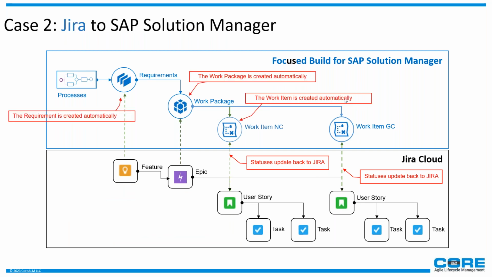Okay. And the other scenario is from Jira to Solution Manager. You go in Jira, you create the feature, the epic, and the user stories, and they will go to Solution Manager all the way through from requirements to work package to work item, with all the linkage. And as soon as you start the work, the update can happen back into Jira. Both the non-SAP team and the SAP team can continue parallel work, and all the synchronization between them will happen.